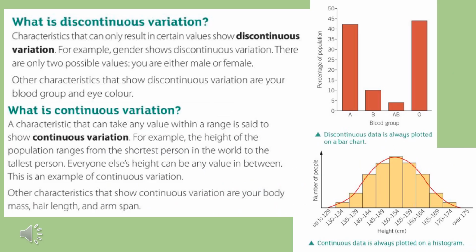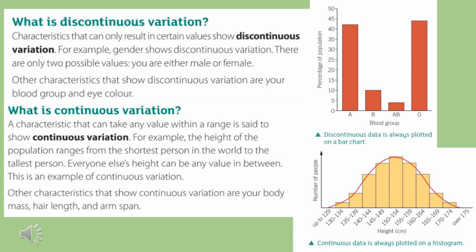So we talk about variation with two headings, discontinuous and continuous. When we represent data about variation, we can represent it in two different ways. We can use a bar chart or we can use a histogram. A bar chart tends to be used with discontinuous variation. This is a characteristic that's only got certain values, tending to be in categories. So there's either one or the other answer, for example, if you're male or female. Other characteristics that can show discontinuous variation are things like your blood group and eye colour.